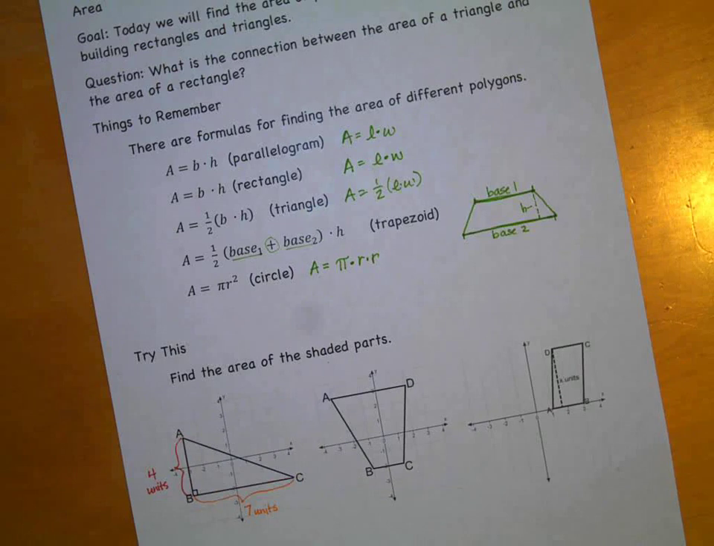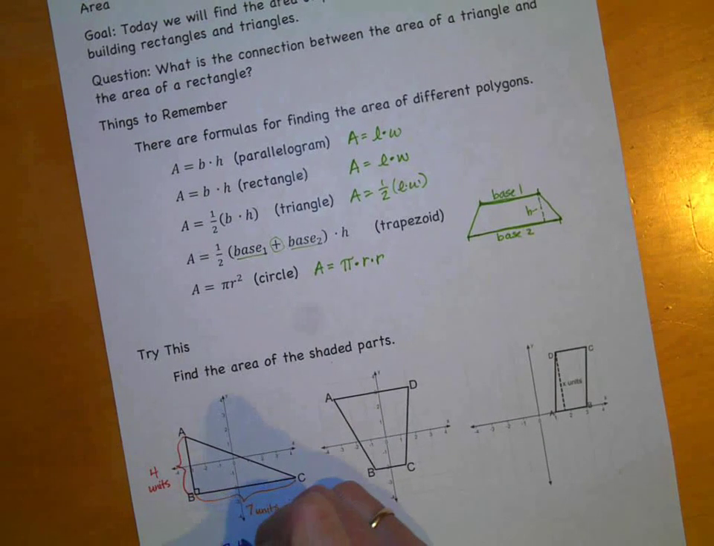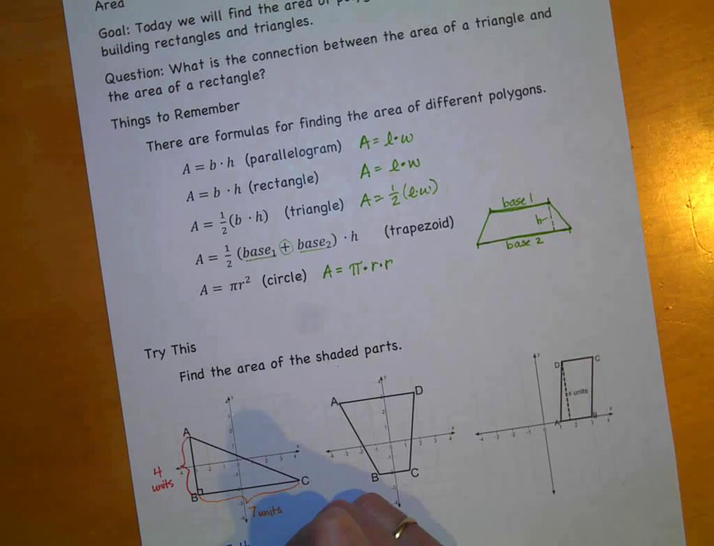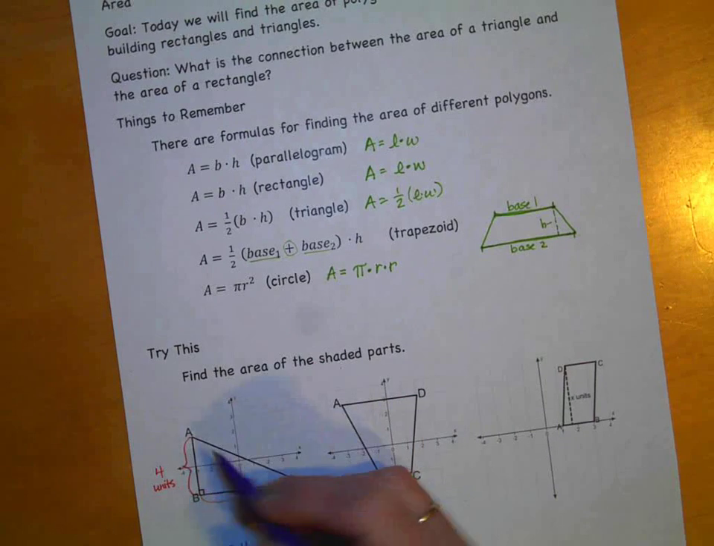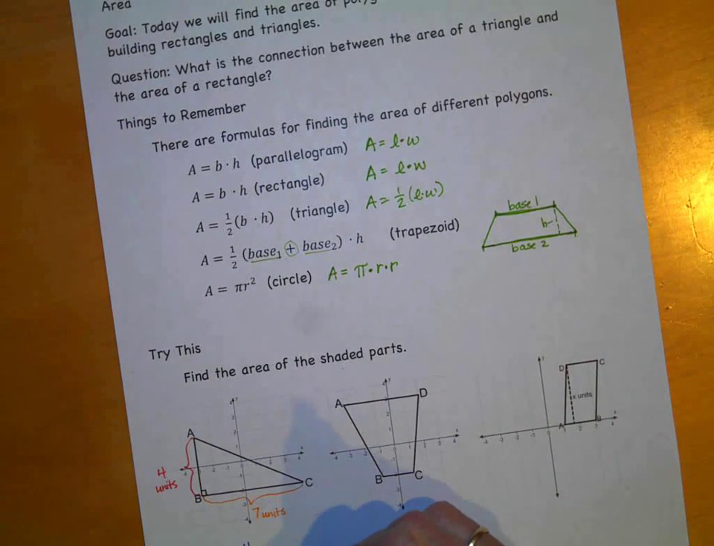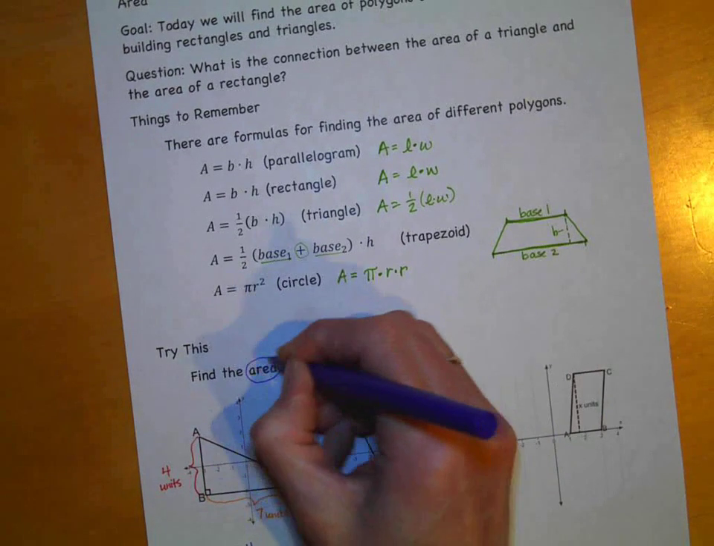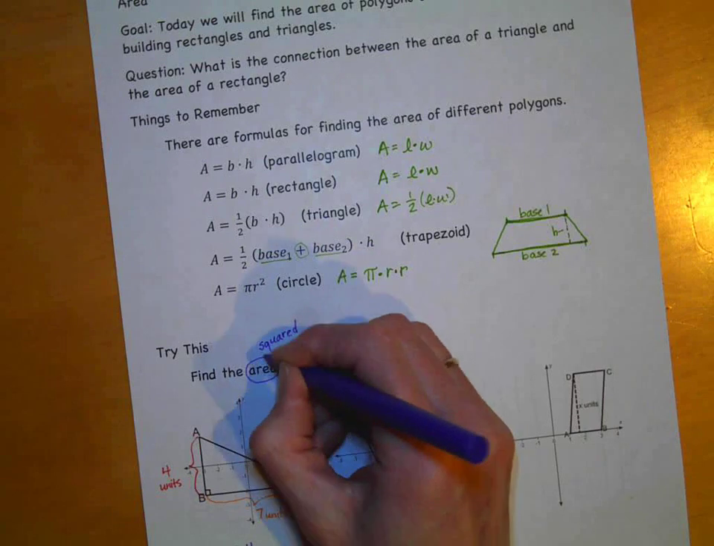And then if we remember, triangles are length times width divided by 2. So we're going to take 7 times 4. 7 times 4 equals 28. And now I'm going to divide it by 2. And when I do that, I get 14. And so the area of this triangle is 14 units squared, because area always is squared.